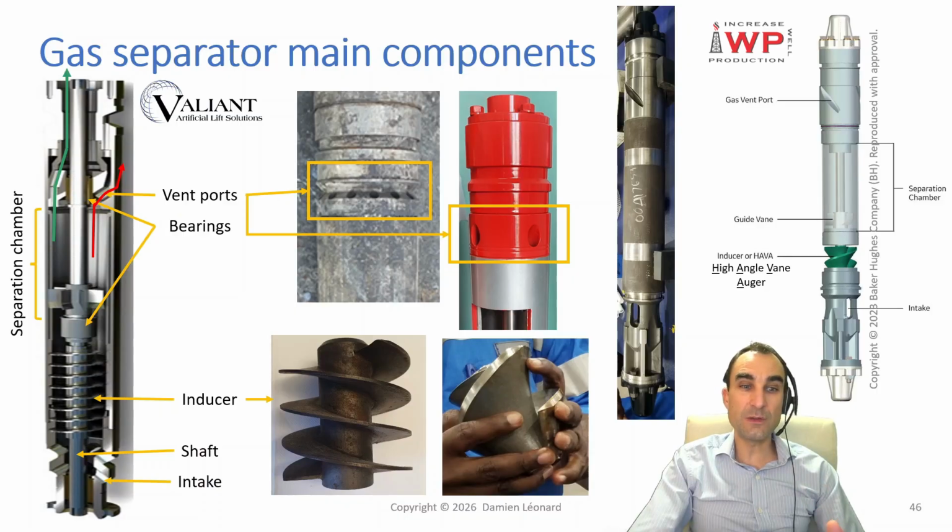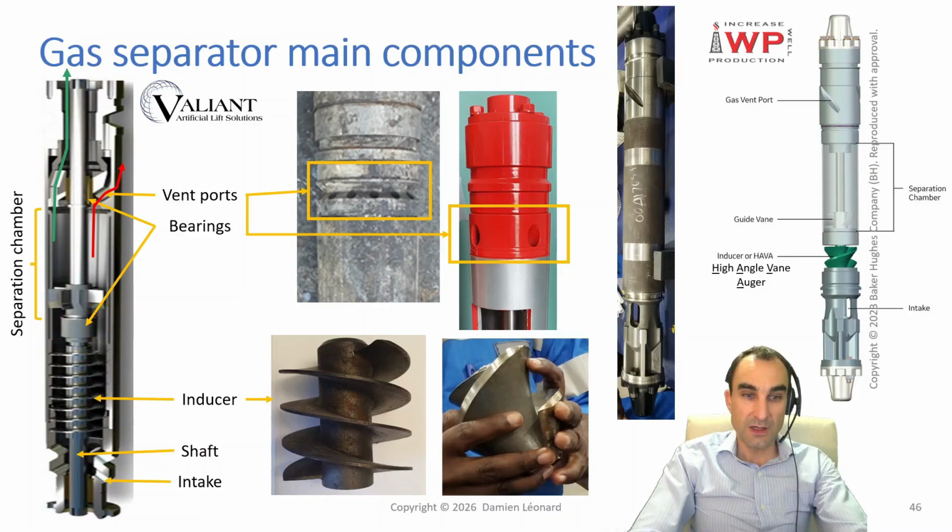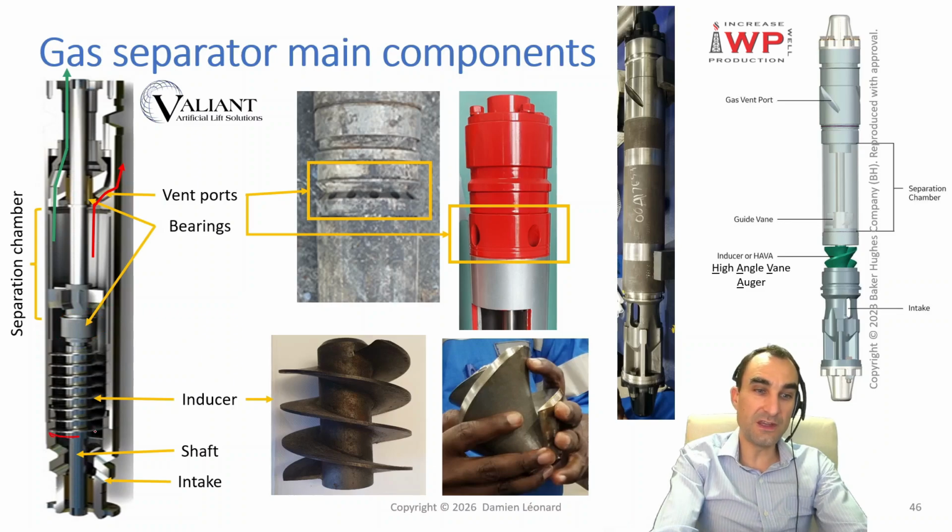In such a gas separator, you typically have 3 bearings. One is located at the bottom of your gas separator, which is not represented there. One is located towards the top of your gas separator. In this case, it's located just there, but it can also be located higher up in your gas separator. And you typically have one just below the separation chamber. Next component that you will find inside of your gas separator is the inducer that we can see over there.